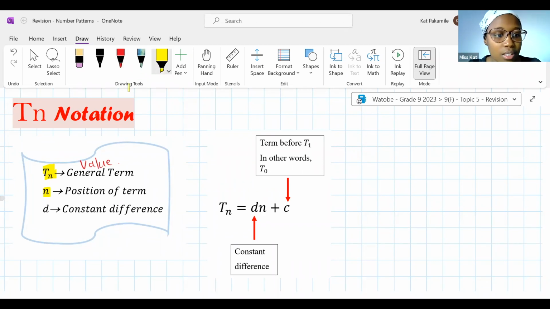D would be the constant difference, and drawing from that, we only ever have a constant difference when we deal with what type of number patterns? Let me know in the chat, guys. Let's see if you guys listen to me. We only do this formula and deal with constant difference when we have what type of number pattern?